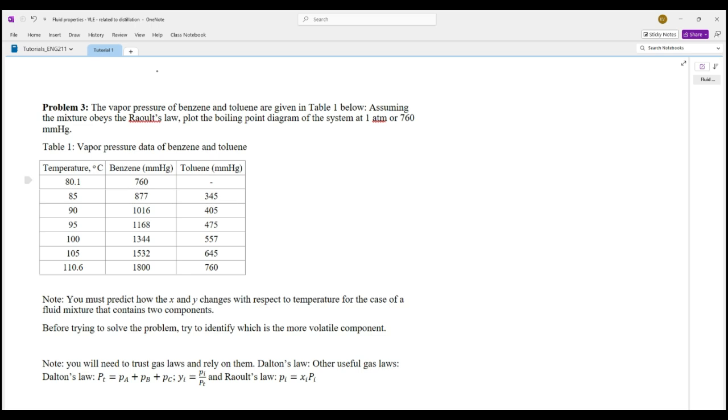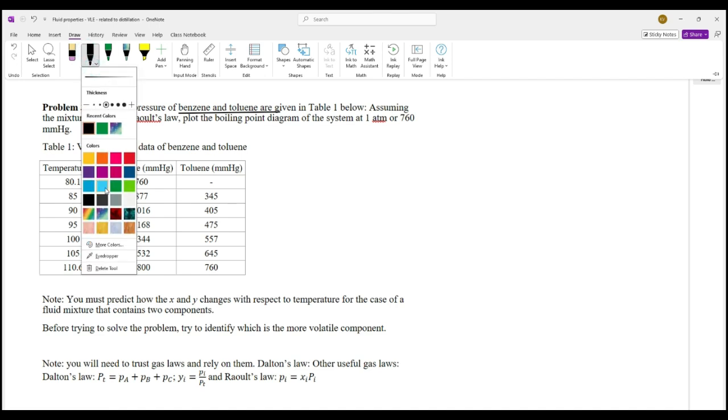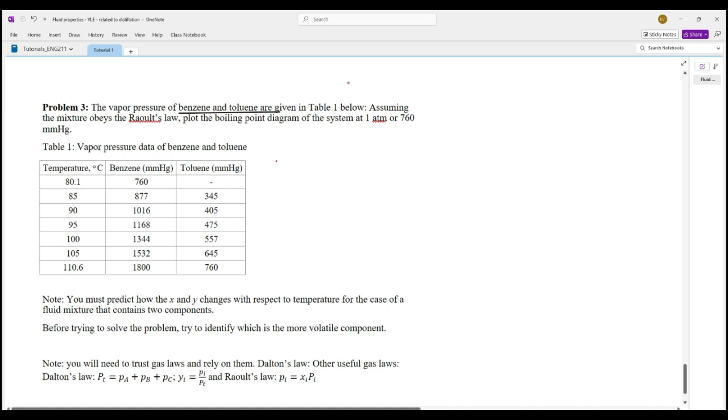So let me read the problem. So the vapor pressure of the benzene and toluene, so it's a two component system. It's benzene and toluene, so one should be the more volatile compound. So this is already given in the table 1, and let's assume the system is ideal, and which means Raoult's law and also the Dalton's law should apply.